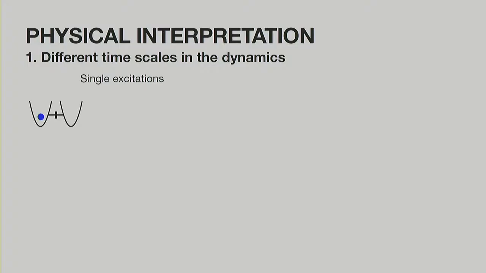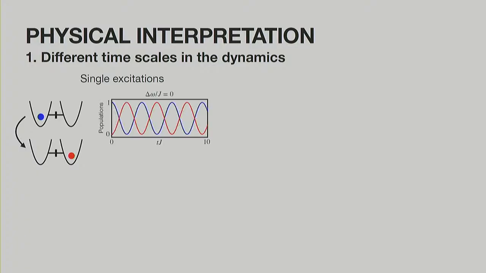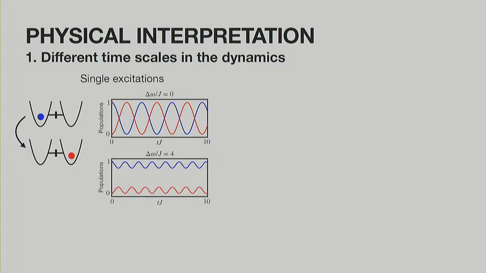For example, here we have a single excitation in one site, so it will hop to the second site. If there is no disorder, this hopping will depend on the hopping term. But if we increase the disorder, this hopping will be reduced and its frequency increase. And if we increase the disorder more, it will be localized.